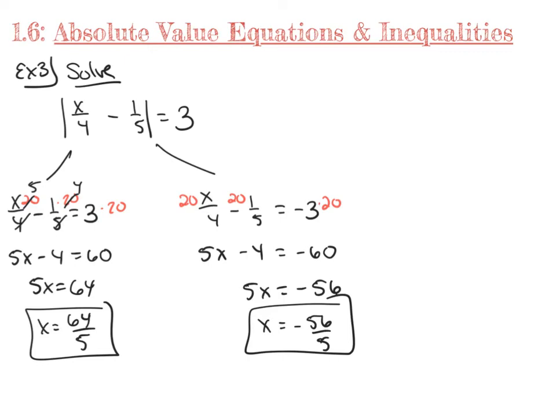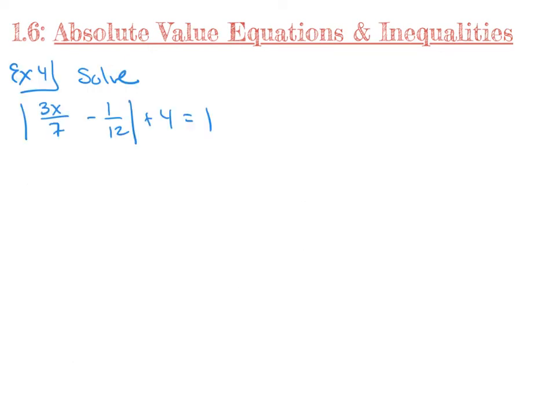Terrific. Okay, let's see how these can get maybe a little more challenging. So let's solve the absolute value of the quantity 3x over 7 minus 1/12, then plus 4 equals 1. Well, now your first step should always be to isolate that absolute value sign. So the absolute value of the quantity 3x over 7 minus 1/12 equals negative 3.